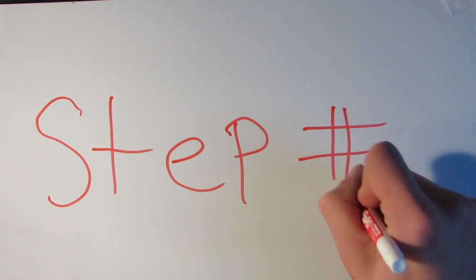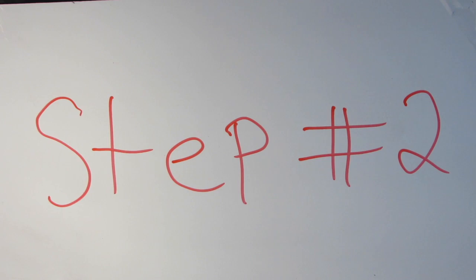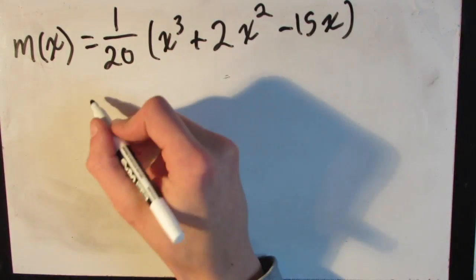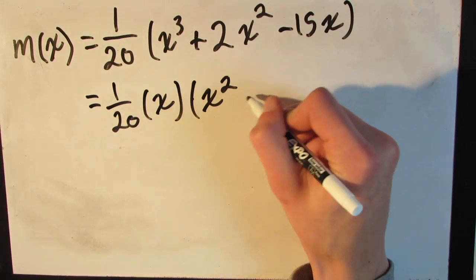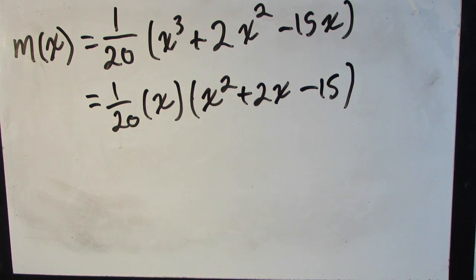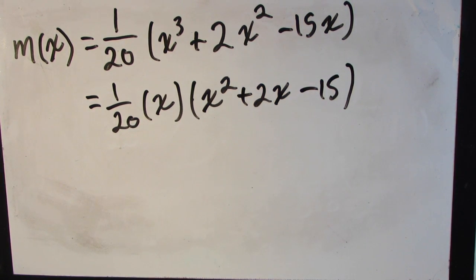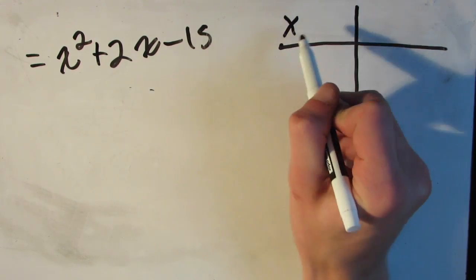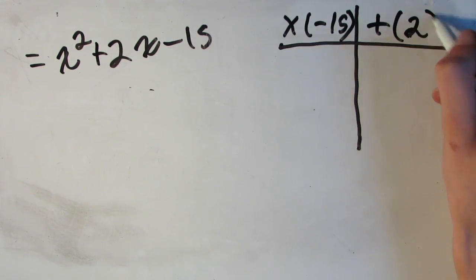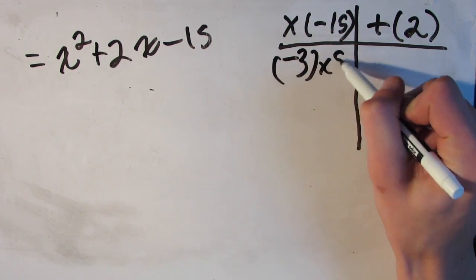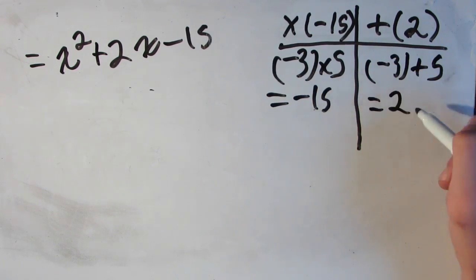Step 2, which is factor and simplify the equation we were given. First, we're going to take out the x, so we're going to get 1 over 20 x, and then in brackets x squared plus 2x minus 15. Now we have a simple trinomial. The way we're going to solve this simple trinomial is to see what multiplies to negative 15 and adds to 2. I figured out that negative 3 and 5 work perfectly.